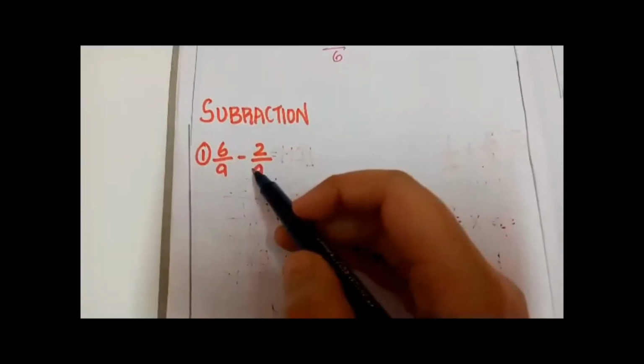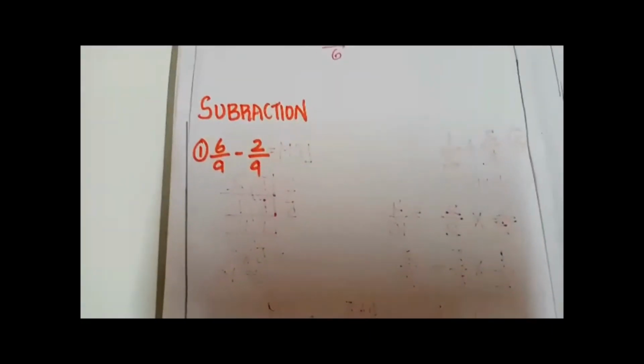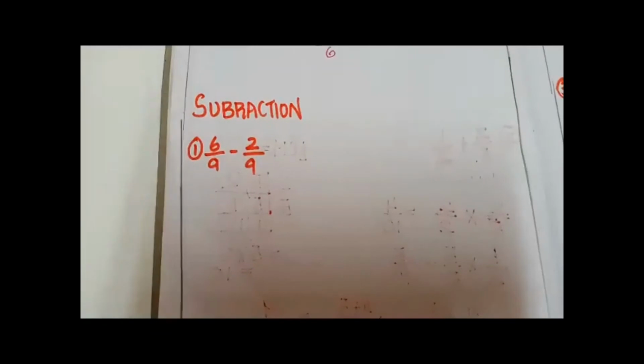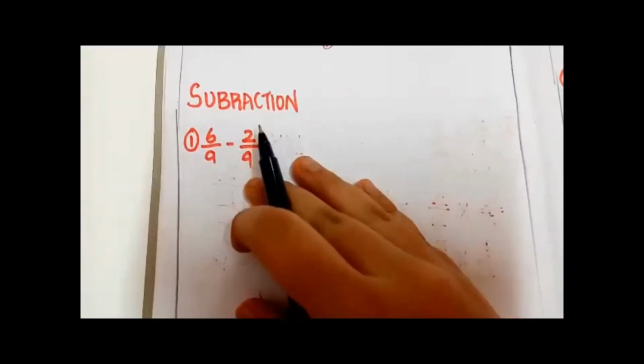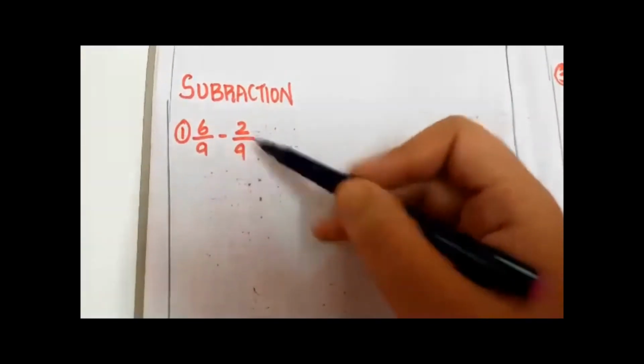Let's see how to do subtraction. Our first sum is 6 by 9 minus 2 by 9. Remember, as we did in addition, we can add only fractions which have the common denominator. That means they are like fractions. Same way for subtraction, we can subtract fractions only when they have a common denominator. That means when they are like fractions.